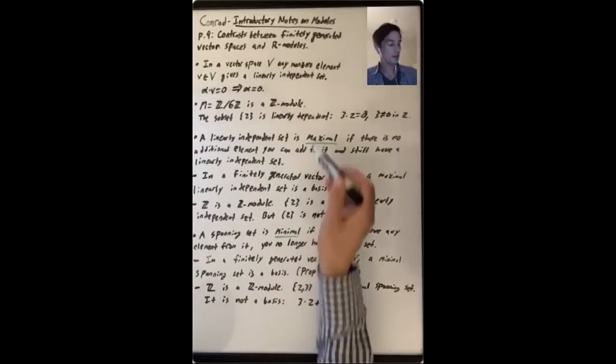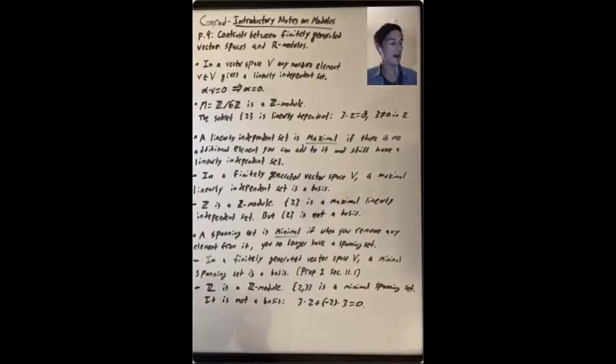Okay, so a companion to this one. This was about maximal linearly independent sets. What about minimal spanning sets? A spanning set is called minimal if when you remove any element from it, you no longer have a spanning set. Maybe you start out with some giant spanning set and you can take out some elements and still have a spanning set. A minimal one is one where every element is really necessary. You take out any element, and you no longer have a spanning set.